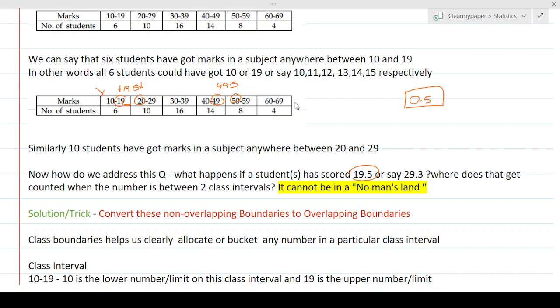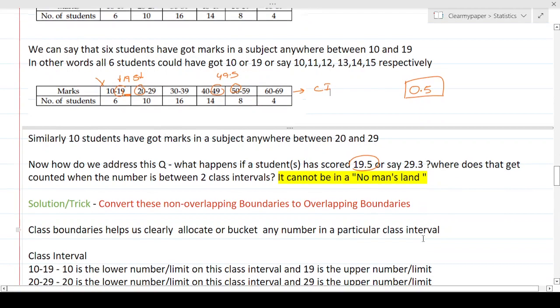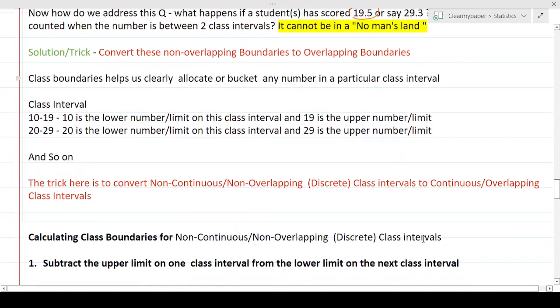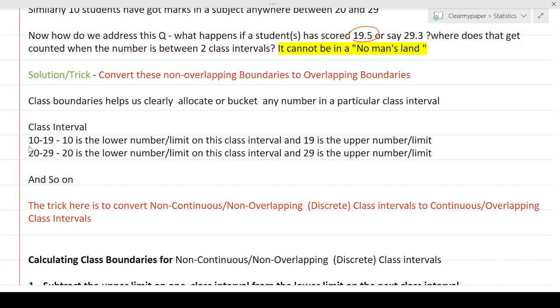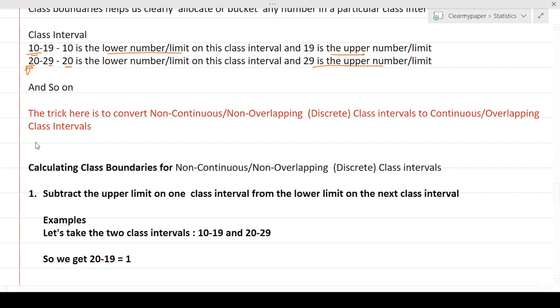That way, this whole class interval range will convert into overlapping intervals, and we will not have any ambiguity. If you see here, that's what is done. If you see the class interval 10 to 19, as a jargon, 10 is the lower limit and 19 is the upper limit. If you take the next class interval, 20 to 29, 20 is the lower limit of this class interval and 29 is the upper limit. And like I said, the trick here is to convert non-continuous or non-overlapping intervals, also called discrete, into continuous overlapping intervals. And it's pretty simple.